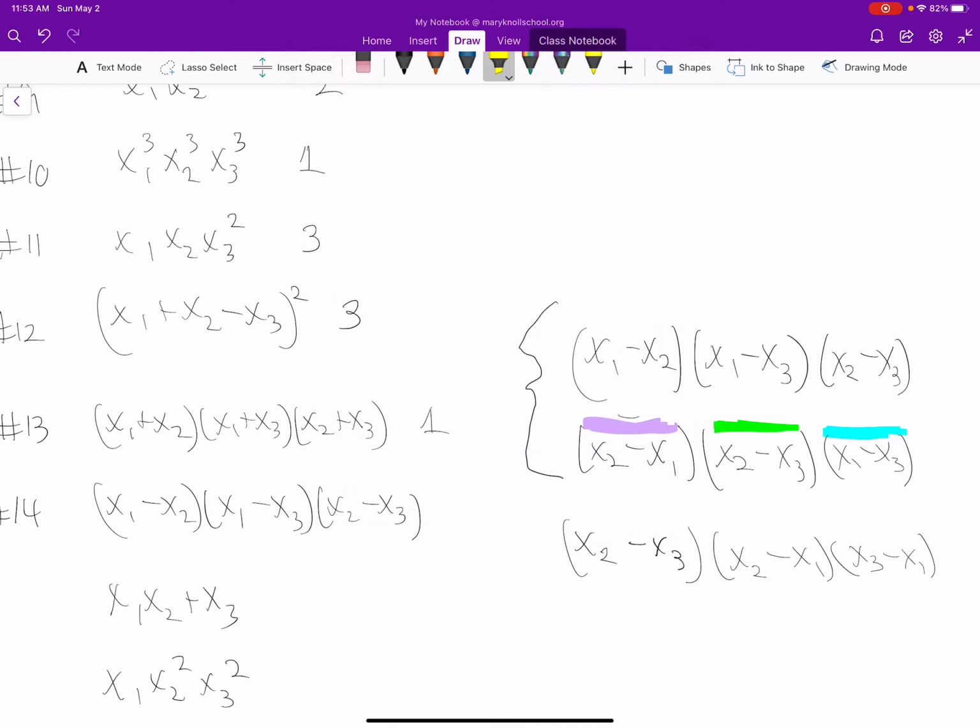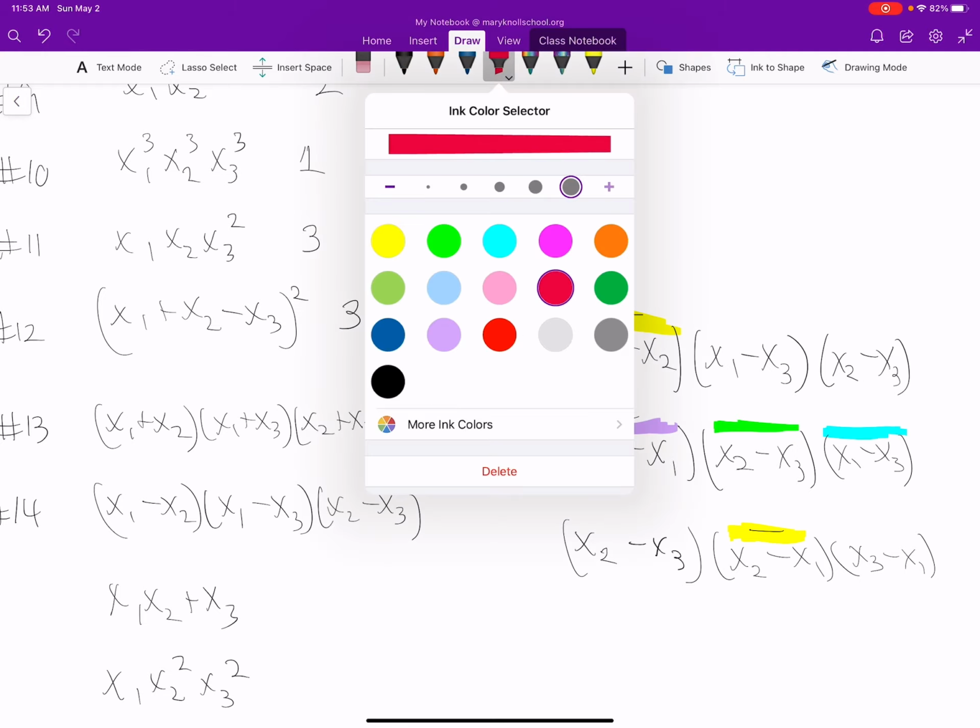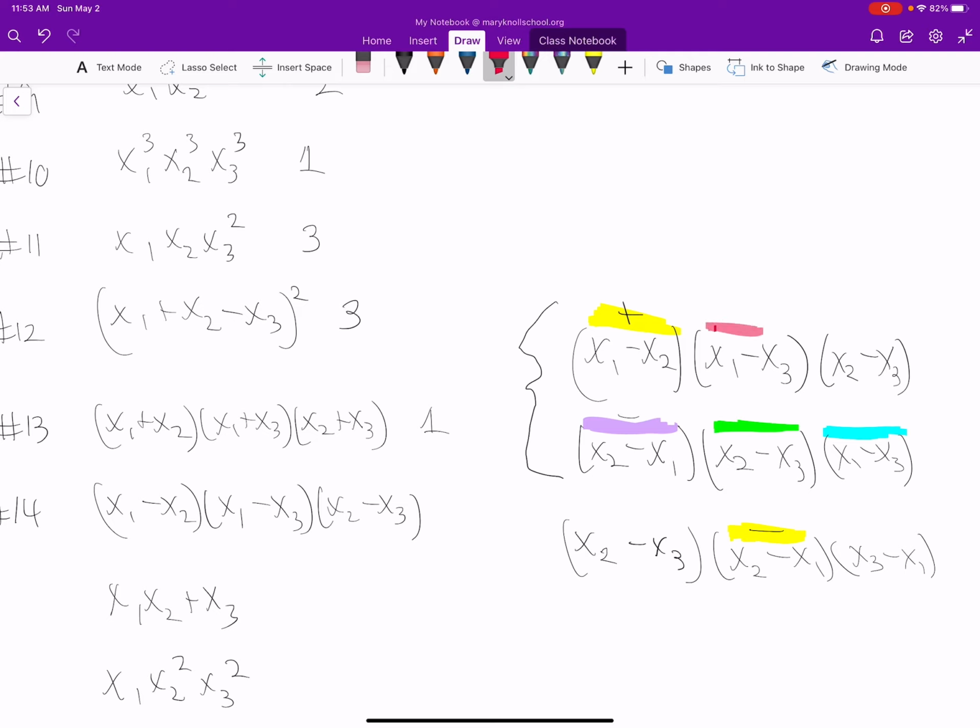So x1 minus x2. x1 minus x2. So it's similar to this one, x2 minus x1, but you're going to get, let's say this is a positive and negative. It's a negative positive difference. And then here, x1 minus x3, and here you get an x3 minus x1, so another positive negative difference. So again, if this is positive, then that's going to be a negative.